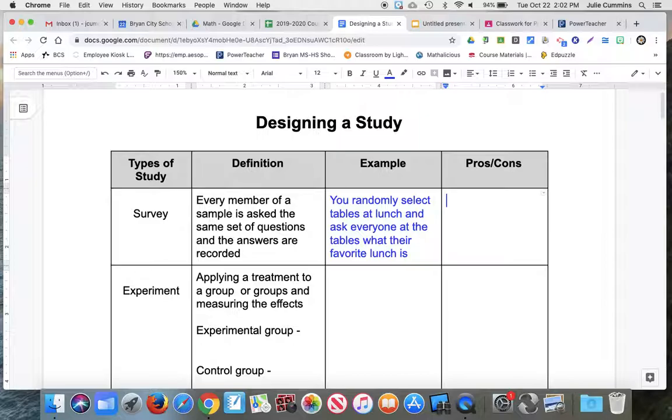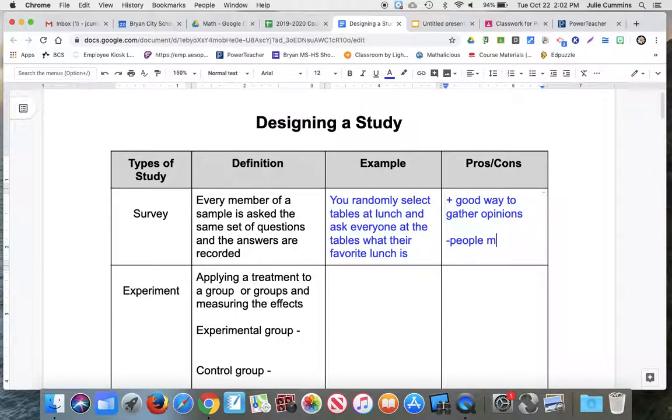Some pros and cons. We're going to talk about the pros and cons of all of these. I'm going to do plus sign for the pros. Surveys are a good way to gather opinions on things. Sometimes it's the only way to gather opinions on things, because that's how you know what someone's opinion is. You just ask them. The downside of these is people may not tell the truth.